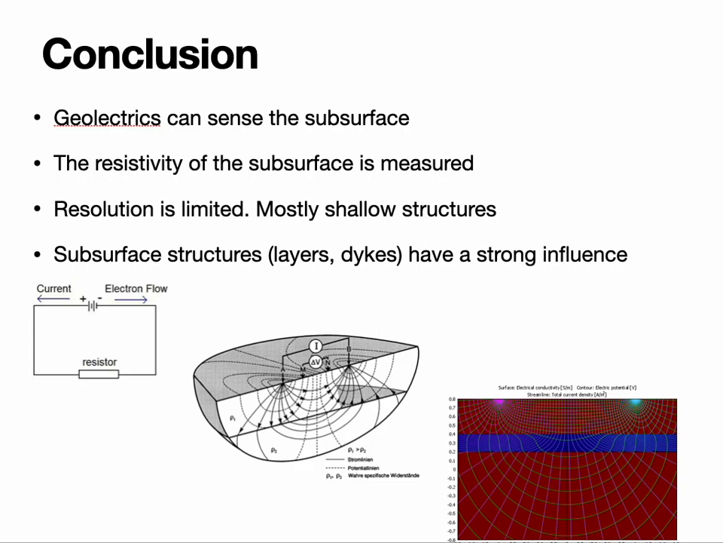So that's the conclusion of this first part. The geoelectrics can sense the subsurface. The resistivity of the subsurface is what is being measured. The resolution is limited, and we basically can find mostly shallow structures. And the subsurface structures, like layers and dikes, have a strong influence on the geoelectrical measurements.